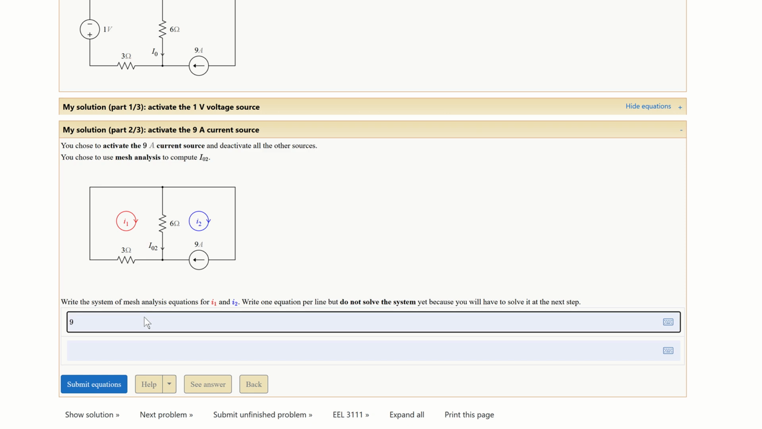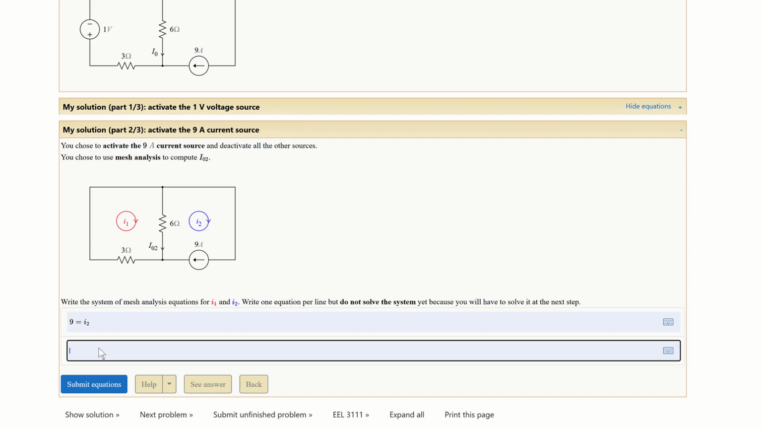Start out 9 equals I1. Sorry, I2. Here's I2, 9 equals I2. That's the current in I2. So do it for I1.